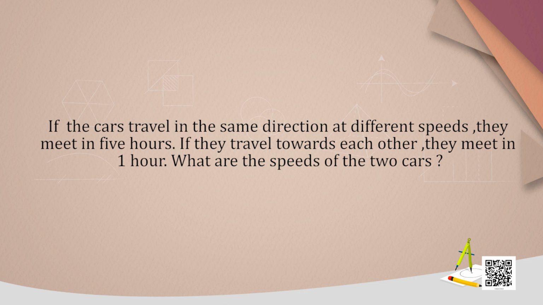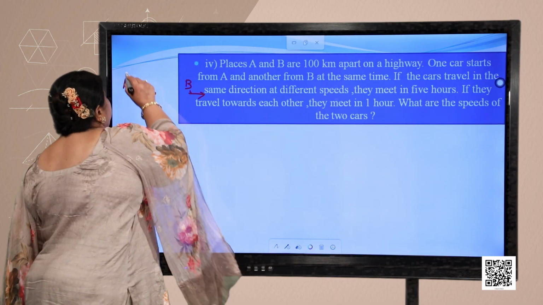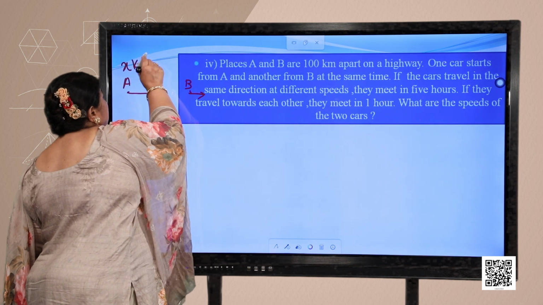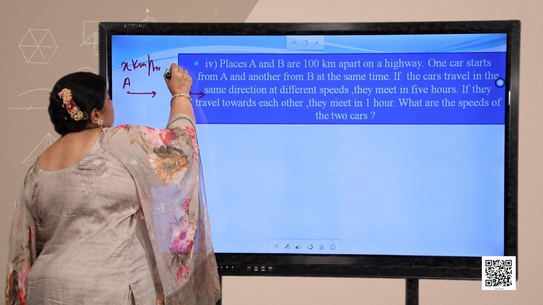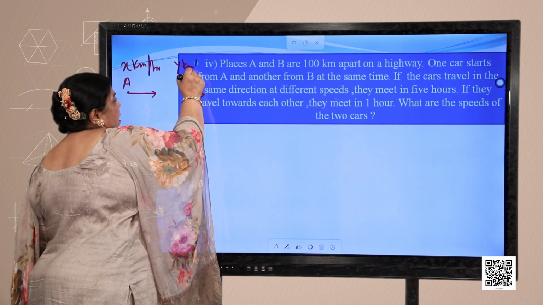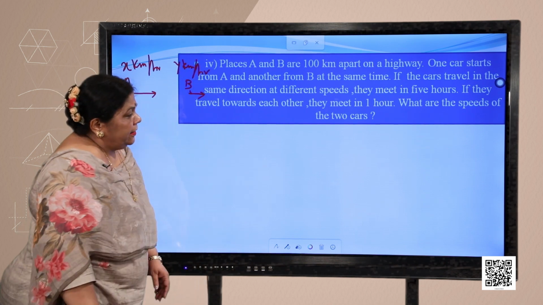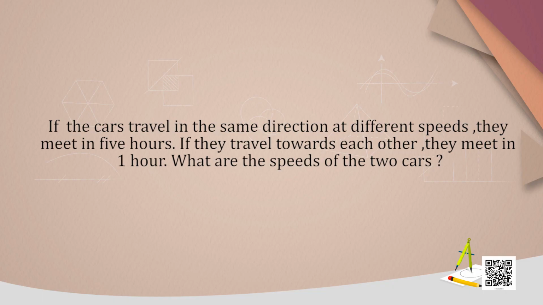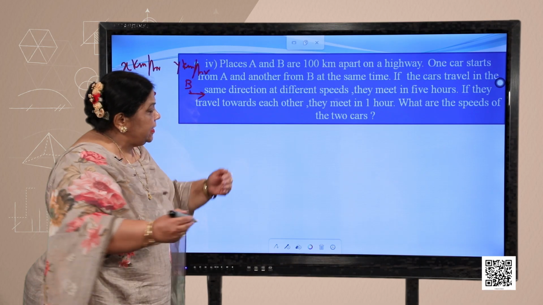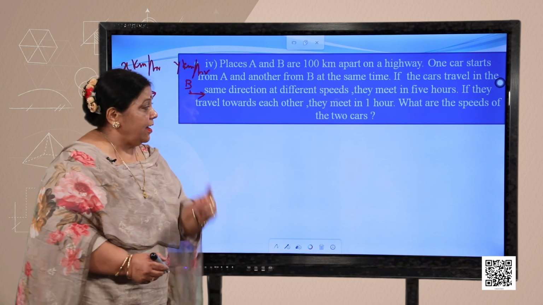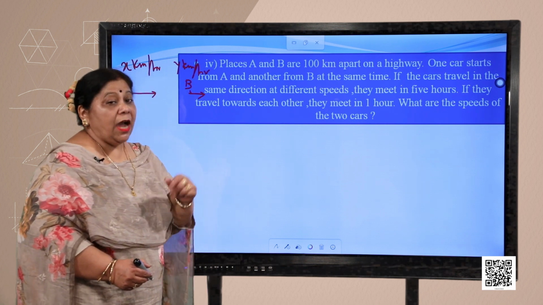If the cars travel in the same direction at different speeds, let the speed of A be x kilometers per hour and the speed of B be y kilometers per hour. Fine. Then if the cars travel in the same direction at different speeds, they meet in 5 hours, and if they travel towards each other, they meet in 1 hour. What are the speeds of the two cars?